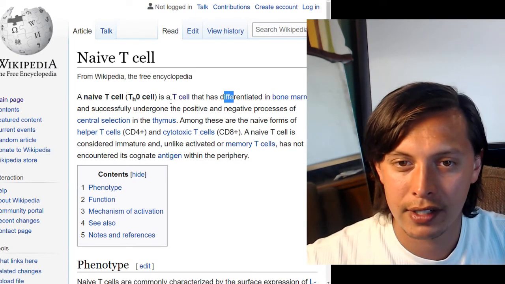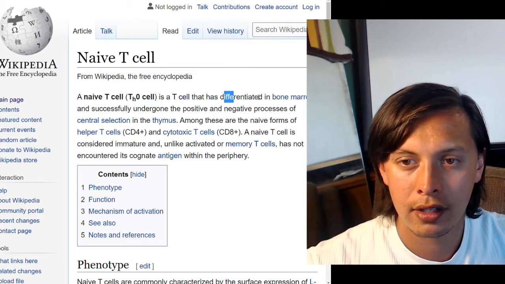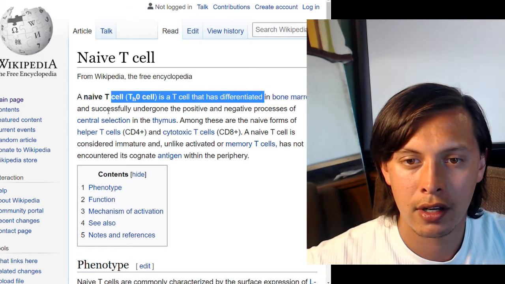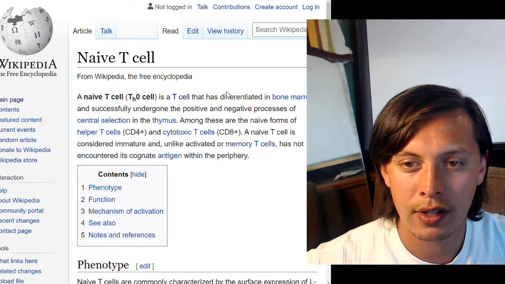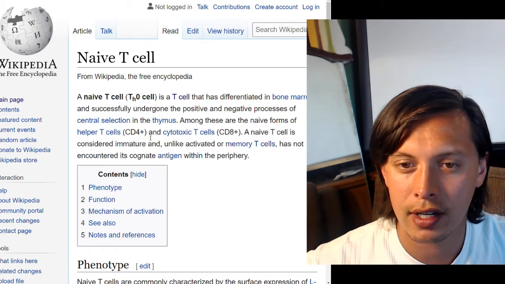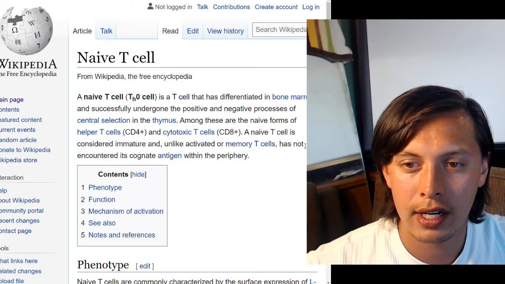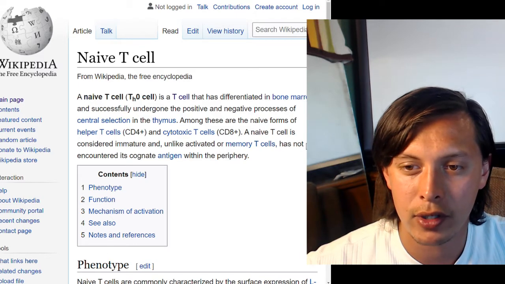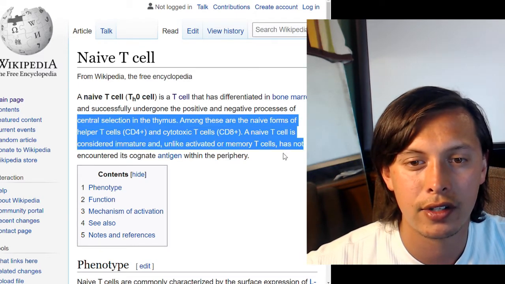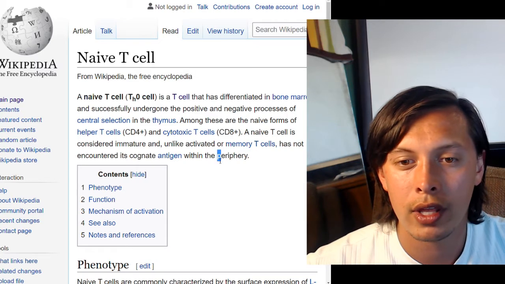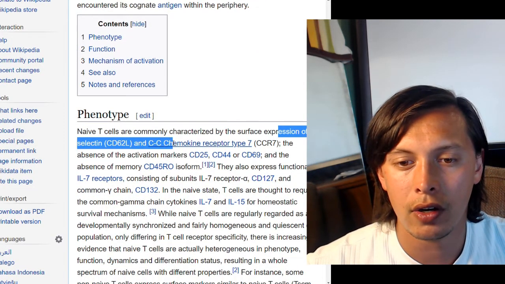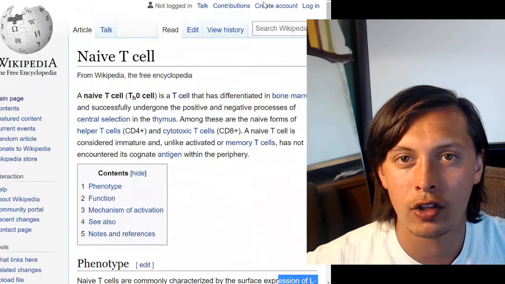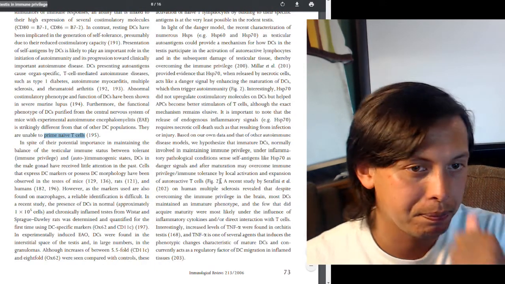So a naive T cell, among these are the naive forms of helper T cells and cytotoxic T cells. A naive T cell is considered immature and unlike activated memory T cells and has not encountered its cognate antigen within the periphery. So yeah, this is one that has not learned what antigen it's supposed to attack.